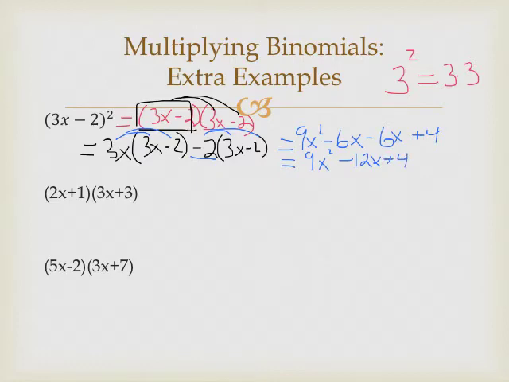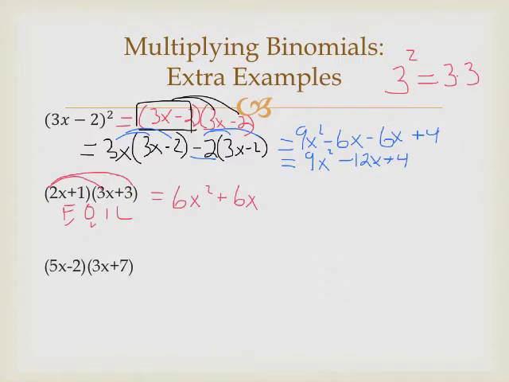Second one here, let's FOIL this. So if I want to FOIL, I want to do the first terms, which are the 2x and the 3x. That's going to give me 6x squared. Okay? And then I want to do the O, I want the outer terms. So the two terms on the outside are the 2x and the 3. So 2 times 3 is 6, so this is going to be plus 6x. And that's all set.